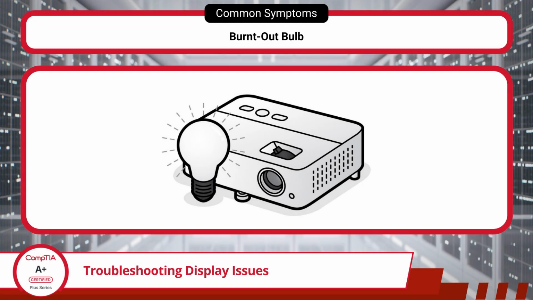Another issue you might encounter with a projector is a burnt-out bulb. This issue is characterized by no image being projected. The projector bulb, like any other light source, deteriorates over time, leading to diminished brightness and eventually failure. To resolve this issue, users should replace the projector bulb following the manufacturer's guidelines.